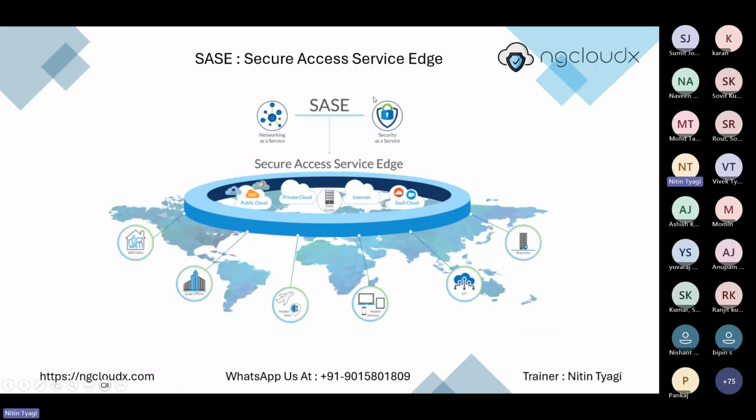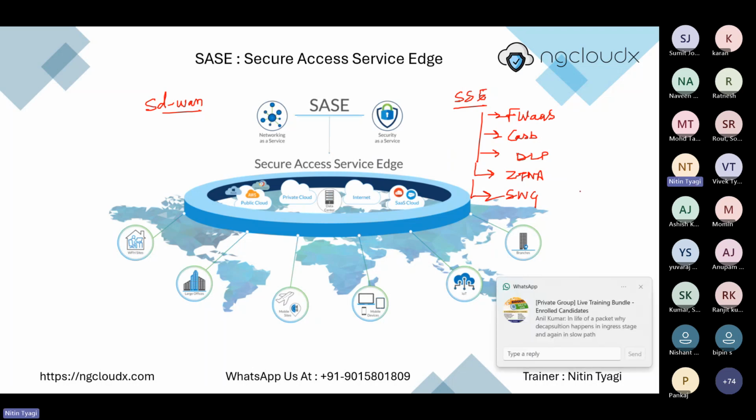So here SASE stands for Secure Access Service Edge. It has two major components, SD-WAN and SSE, Secure Service Edge. And inside SSE, you have Firewall as a Service, CASB, Cloud Access Security Broker, DLP, right? You have ZTNA, right? And Secure Web Gateway. And a few other components are also there in SSE. So when you implement the overall WAN architecture as per these two pillars, then you become SASE compliant.